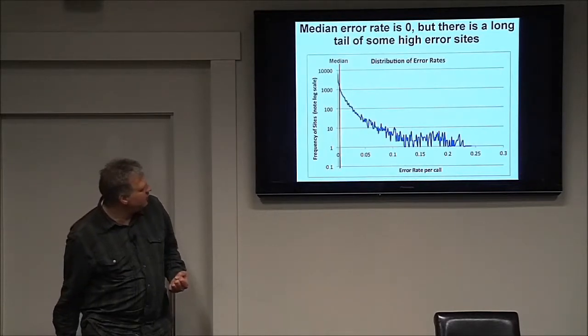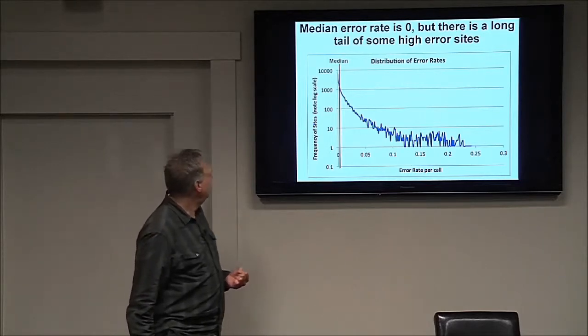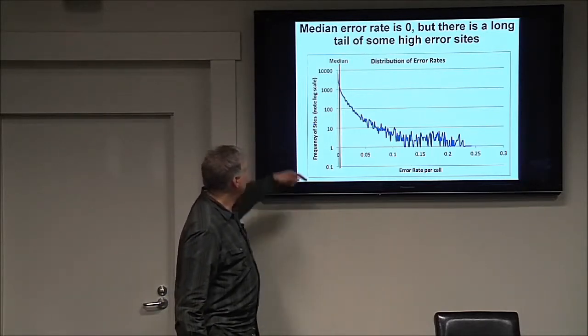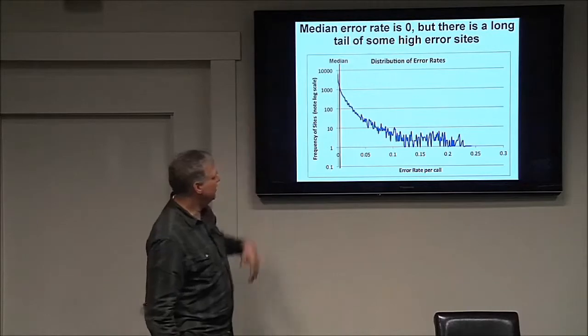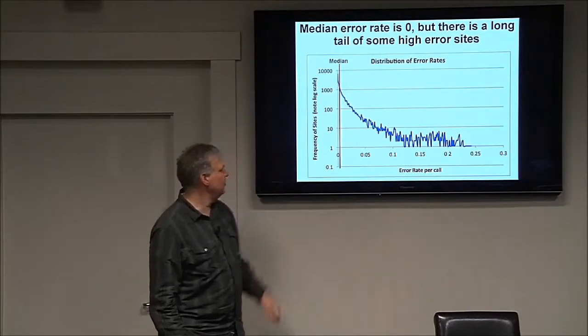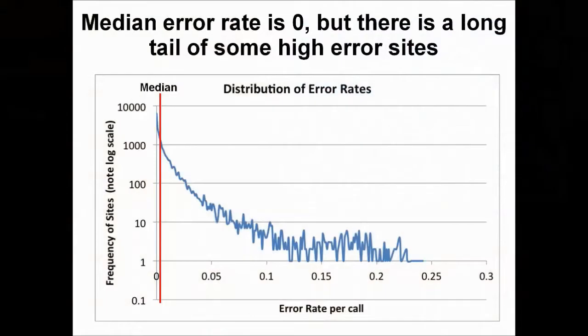Okay, so these are calculations of the error rates, and the median is 0. This is a log scale, so most of them have really low error rates, but there is a tail of higher error rate stuff that we use these populations to help us diagnose and filter out.